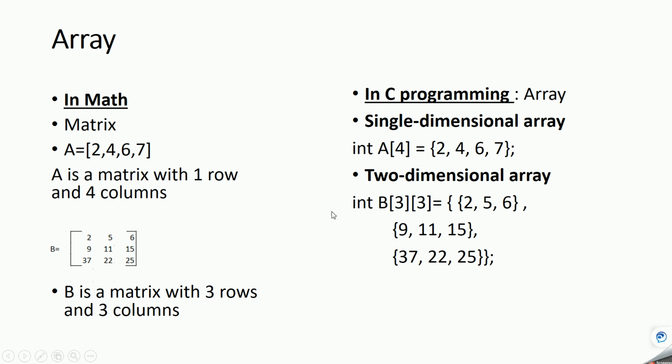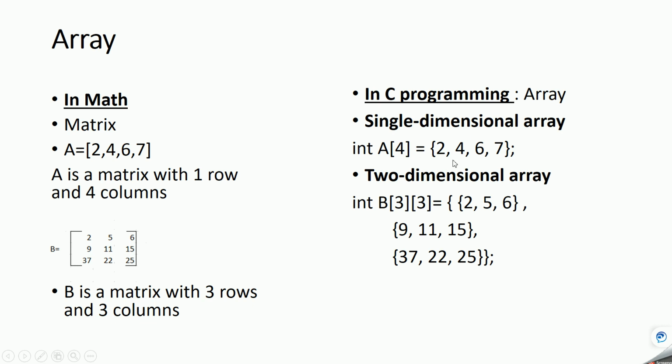Now if we have more than one row and one column, then we can represent that matrix using a two-dimensional array. Here we have three rows and three columns, so it can be written like this. If it had four rows and three columns, then we would give four and three, and the values accordingly. So the first row has this many values, the second row has this many values, and the third row has this many. So this is how an array is represented in C programming.